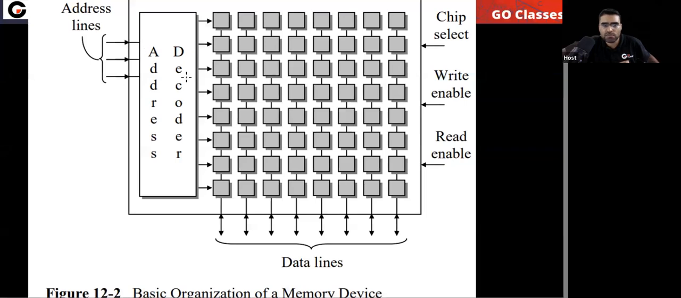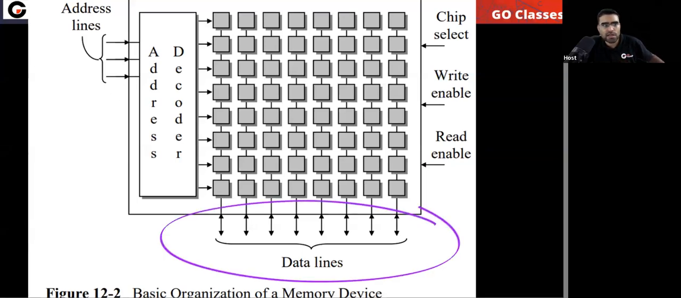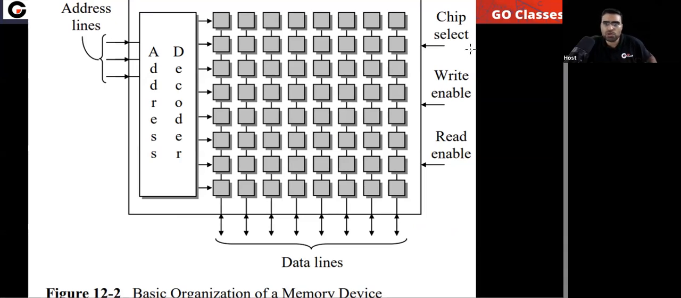There is an address decoder, and you can also see there are data lines. For example, let's assume one word equals 1 byte, so you have a total of 8 data lines. Also, you can see that there are 3 other inputs. 3 more inputs are there in this memory device: we have read enable, write enable, and a chip select. So these are 3 more inputs in a memory device.